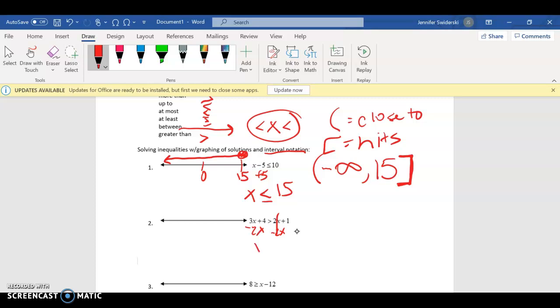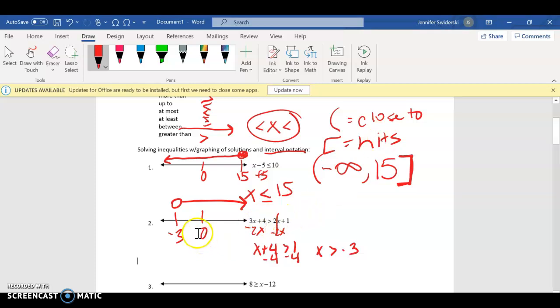Subtract 2x. I'm left with x plus 4 is greater than 1. Now subtract your 4 on both sides. I get x is greater than negative 3. So let's graph. 0, negative 3. Draw your circle. Will it be open or closed? Well, since it's greater than, it's an open circle, right? It's going to be greater than negative 3. They're saying anything greater than negative 3 will be a solution.